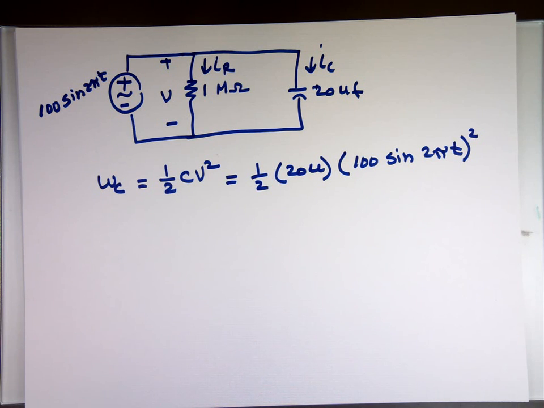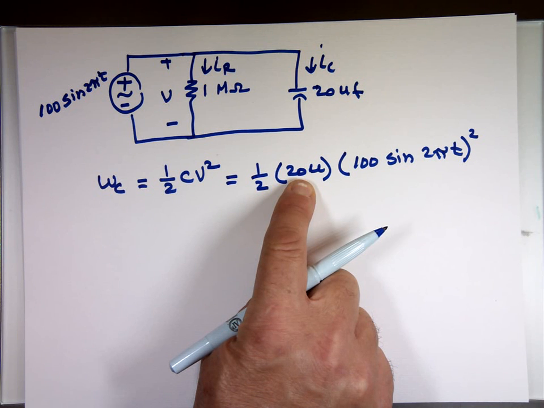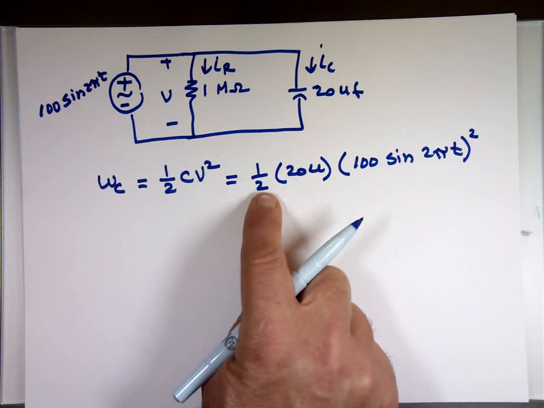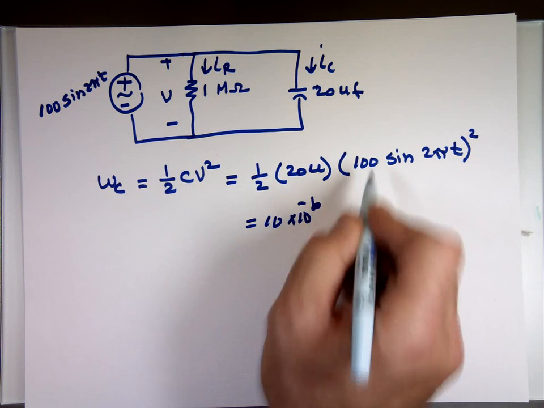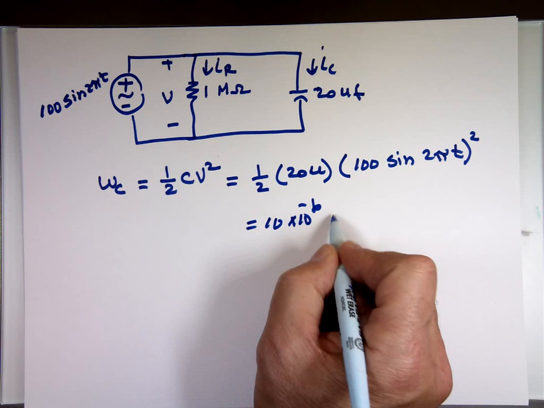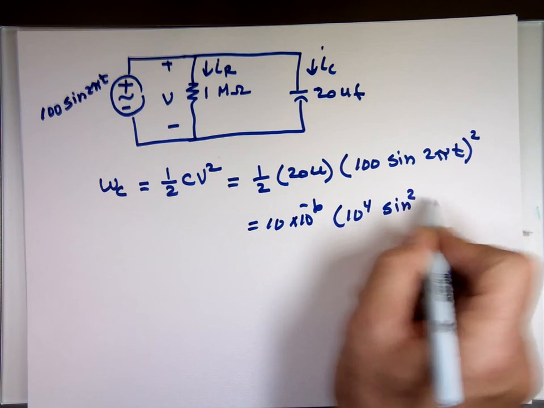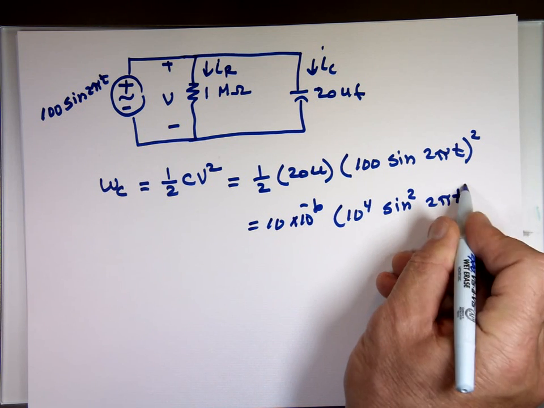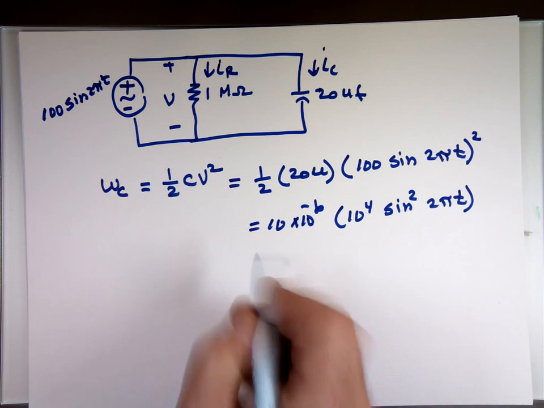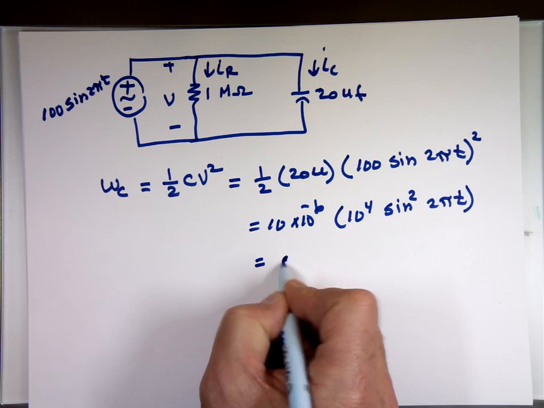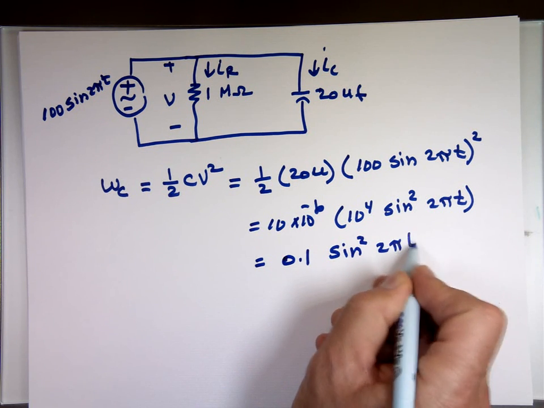Can we do the math there? That is actually 10 micro, because 20 divided by 2 is 10 micro. 10 times 10 to the negative 6. 100 squared is 10 to the 4th. Sine squared 2 pi t. Is that 0.1, I think? So that's the equation for the amount of energy.